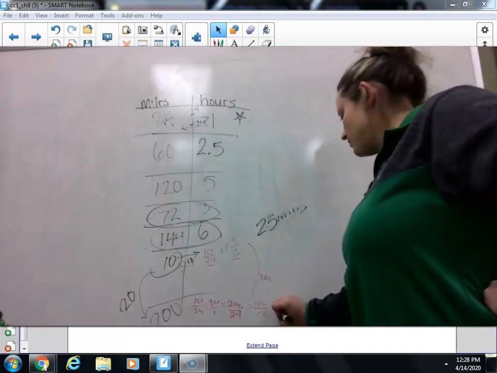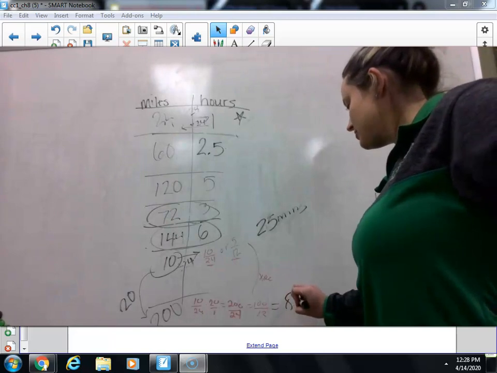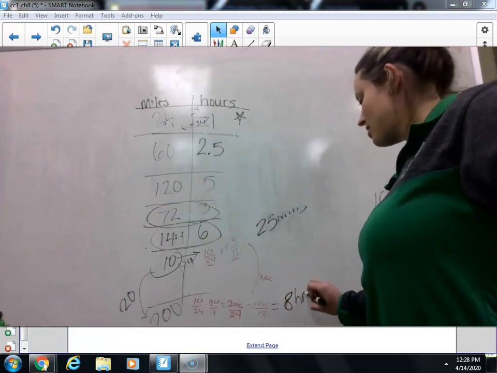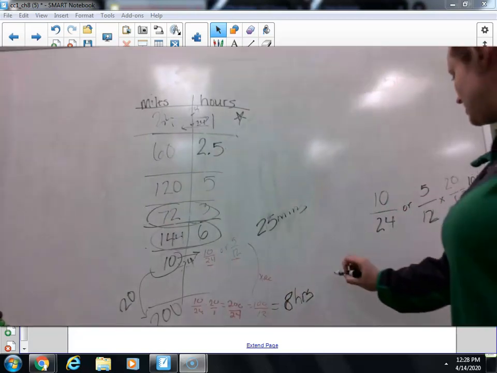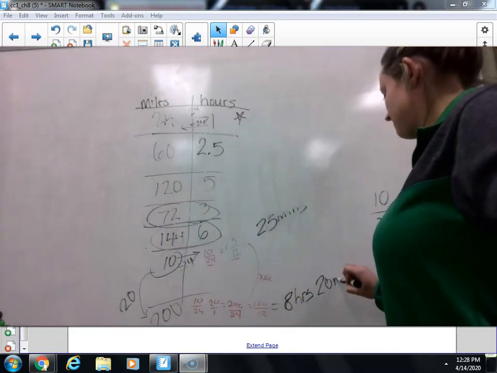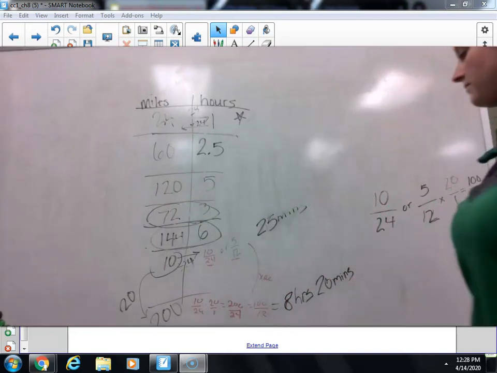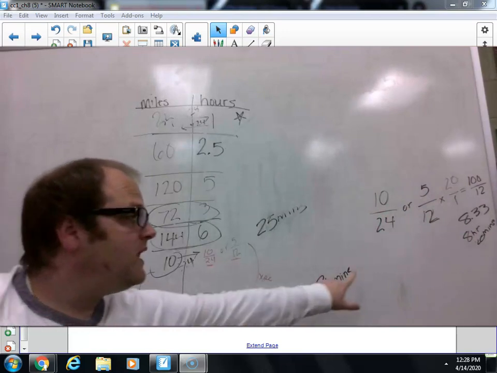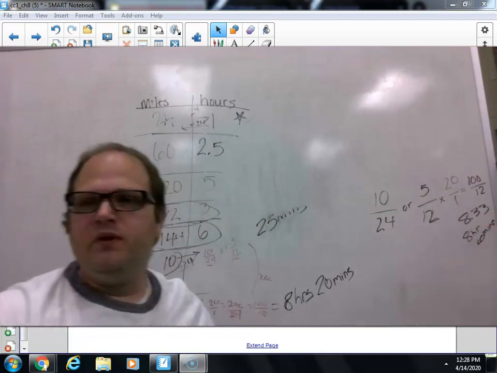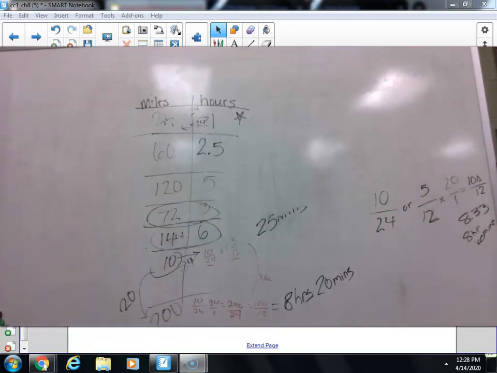This equals about 8 hours and 20 minutes. And if you did the division here, you guys probably got 8.33. What that means is 8 1/3 hours. So that 20 minutes is 1/3 of an hour. So if we break 60 minutes up into thirds, each third will be that 20 minutes.